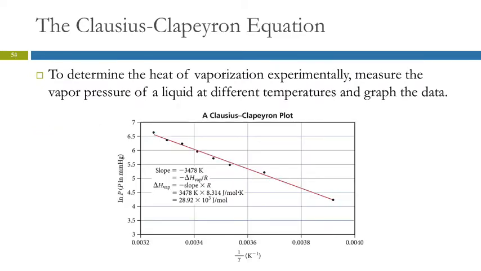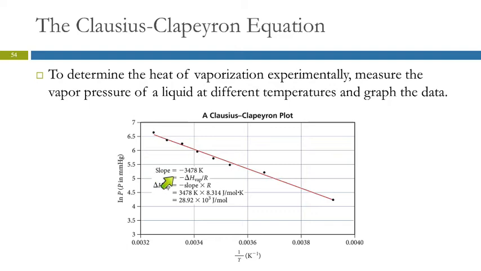So this is what that sort of a plot might look like: the natural log of P, the vapor pressure, against 1 over the temperature in kelvins. So you see now, instead of a curve, we have a straight line. It's not perfect, but it is definitely a straight line. So you can use linear regression and find the equation for the line.